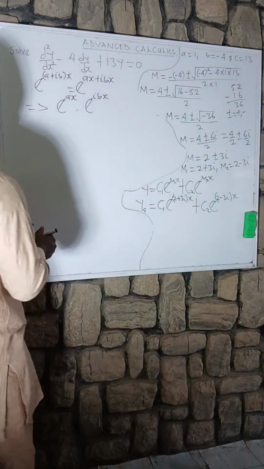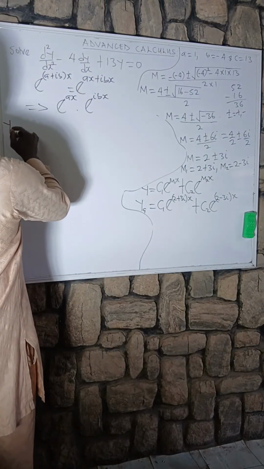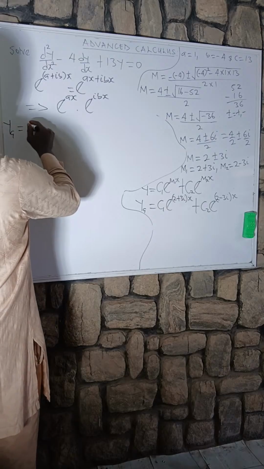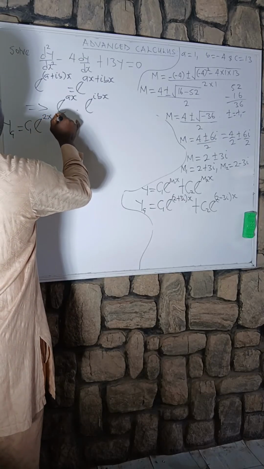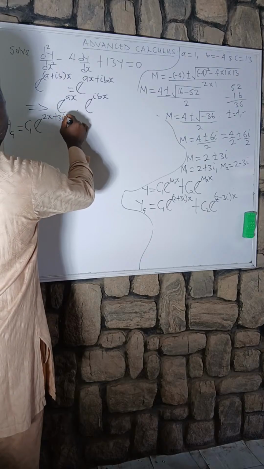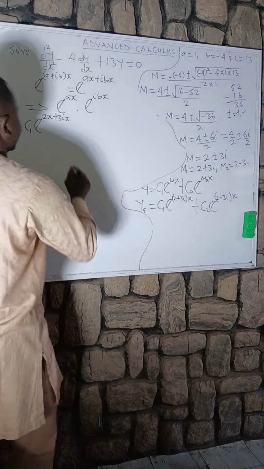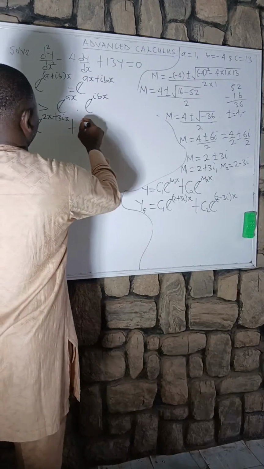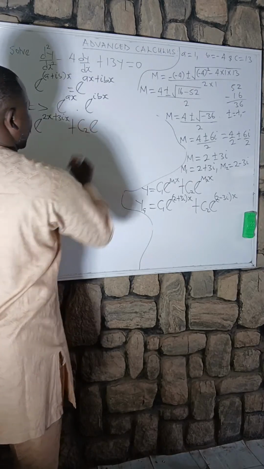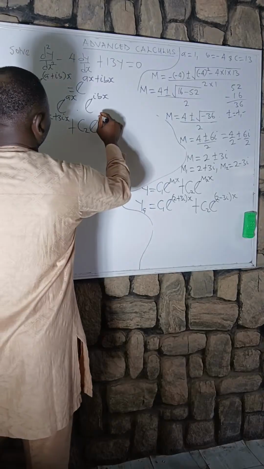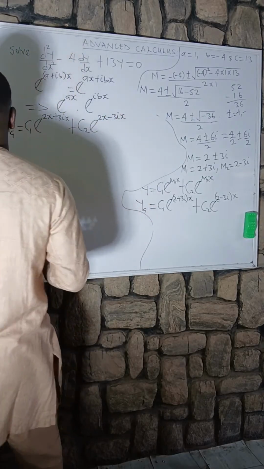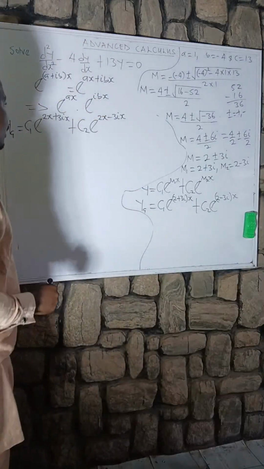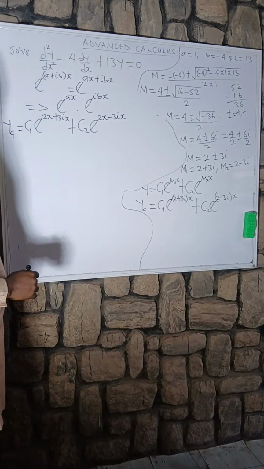transform the general solution in this form: y_g equals c1 exponential 2x plus 3ix, because by the time you open this bracket, then plus c2 exponential 2x minus 3ix. True or false? It's true, right?